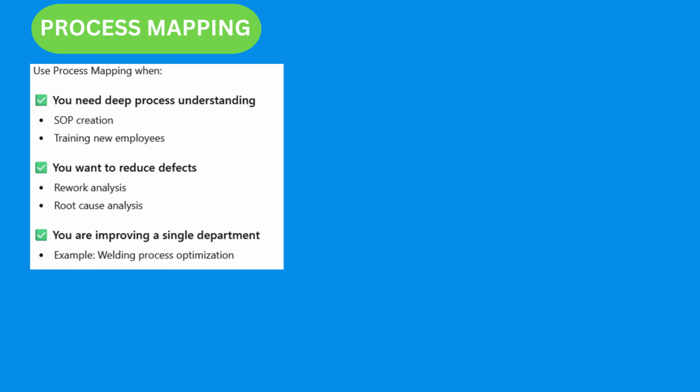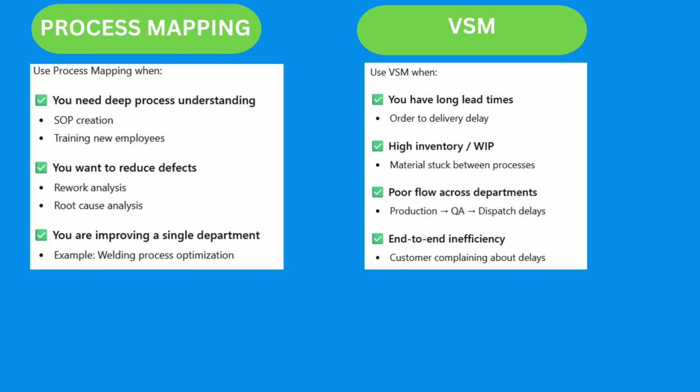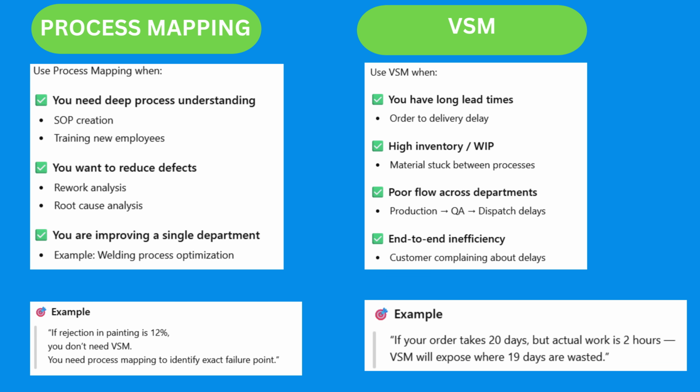On the other hand, value stream mapping is used when the problem is at a system level. If you are facing long lead times, high inventory, poor flow between departments, or delays from order to delivery, then VSM is the right tool. It helps you see the end-to-end inefficiencies across the entire value chain. A simple way to differentiate is that if the issue is within a single process, use process mapping. If the issue spans multiple departments or the entire flow, use value stream mapping.